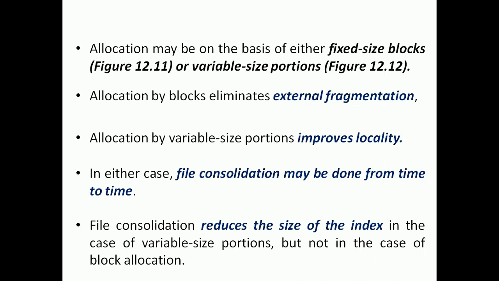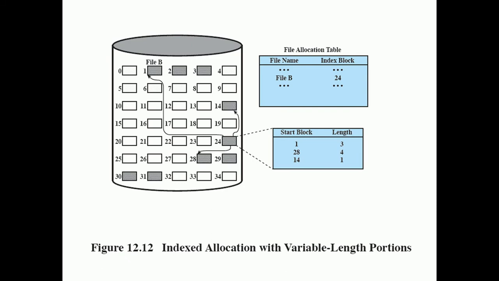Allocation may be done with the help of either fixed size blocks or variable size portions. If we have a variable size, in turn, an index table maintains the file allocation table with starting address 1 and length 3. It means that it starts from the first block and takes 3 blocks: 1, 2, 3. The next portion is stored in block 28 and it takes a length of 4 records: 28, 29, 30, 31. Then 14th takes only 1, so it is in the 14th alone.